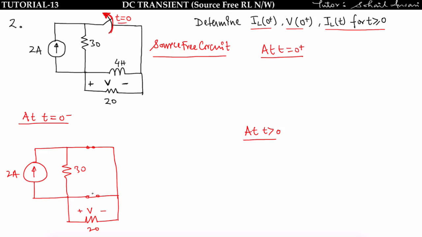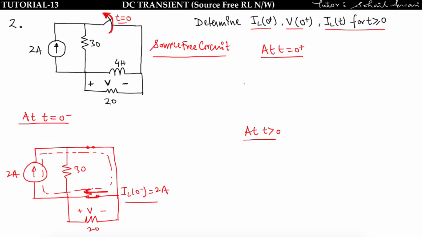Now find the current flowing through this inductor. See, this current source will have a short circuit path, so no current will flow across 30 ohm and 20 ohm. So IL, this is my inductor current because the inductor is placed here. IL of 0 minus I will get, that is equal to 2 ampere only.